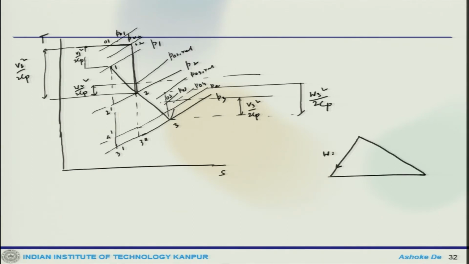So, that is W2, alpha 2, beta 2, V2, E2. And this is U3, beta 3, V3, W3. So, we have both the velocity triangle and the TS diagram.